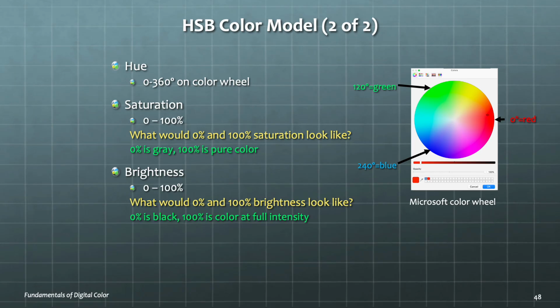0% is black, 100% is color at full intensity is the answer. 0% simply means an absence of any color whatsoever, no matter what the hue or saturation, meaning pure black. 100% is the most intense expression of a color with a particular hue and saturation without any black mixed in. Go back to the Properties of Color slide and review the concept of brightness if you need to.